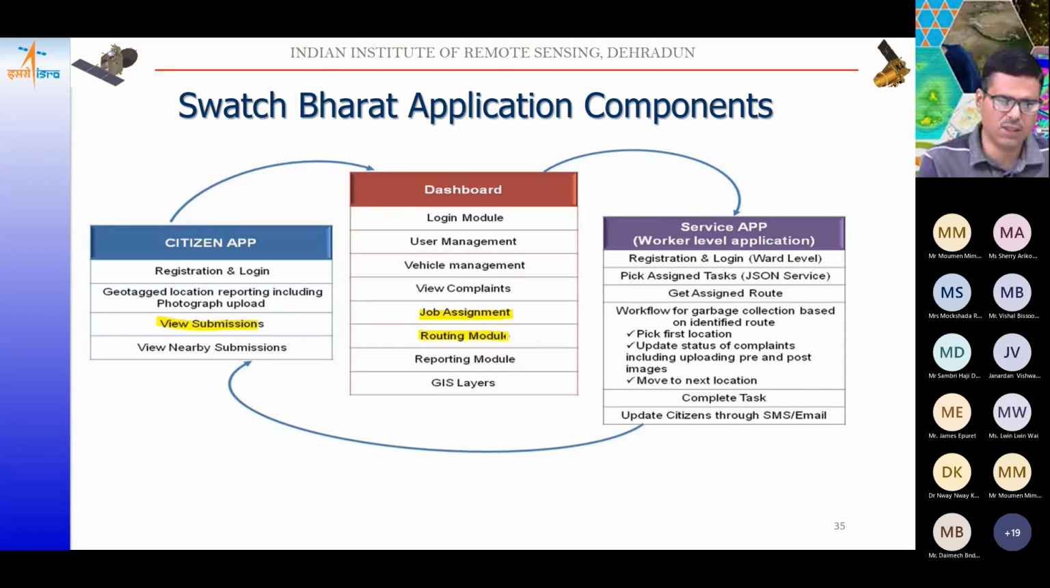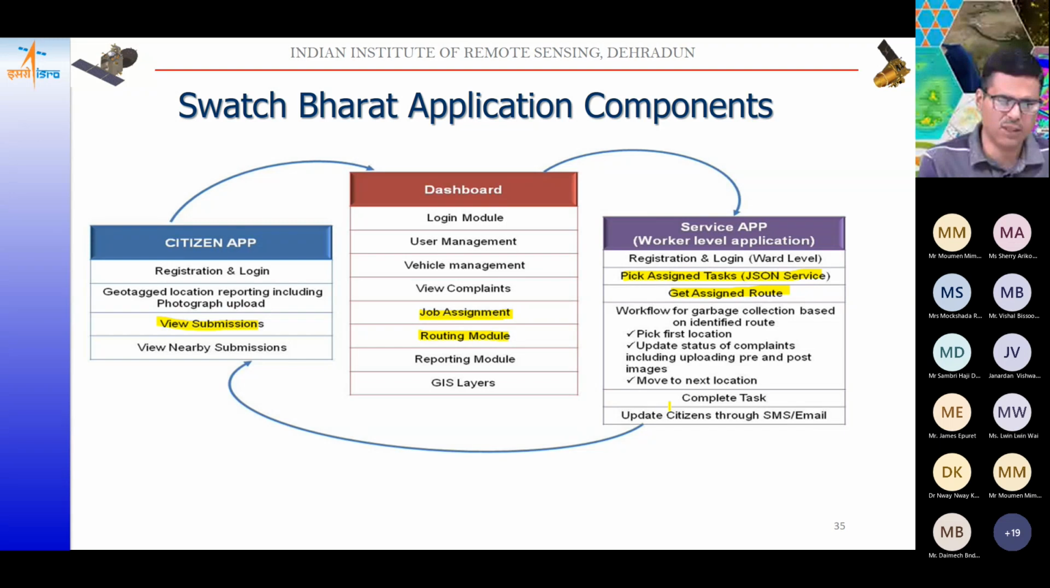Once the job is assigned to the cleaner, from the cleaner app perspective, in the morning he needs to just open the app. Obviously, he has registered before that at the ward level. The moment he opens the app, he will know about whatever task is assigned to him, and he will follow the assigned route. Go to the first location, capture the image, clean the area, put the pre and post image, and similarly move to the next point as per the assigned route.